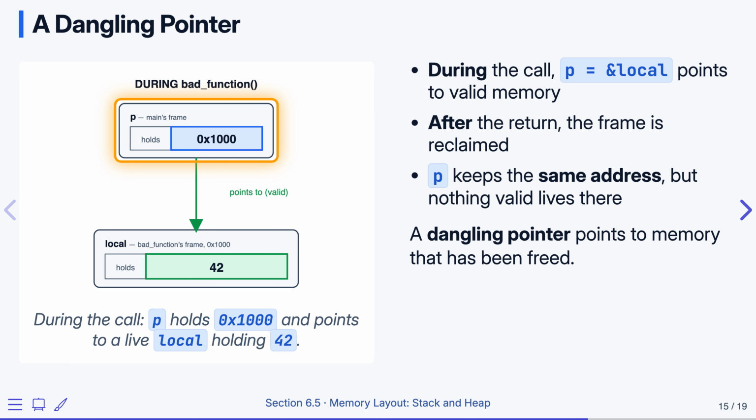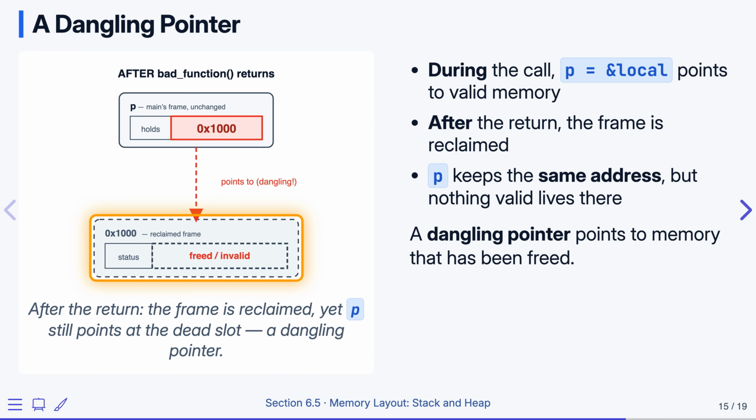Right now that is a valid pointer, shown by the green arrow. But when bad function returns, its frame is reclaimed. The slot at 0x1000 is now freed and invalid. The pointer p never changed. It still holds 0x1000, but it now points at dead memory. This is a dangling pointer, and using it is undefined behavior.